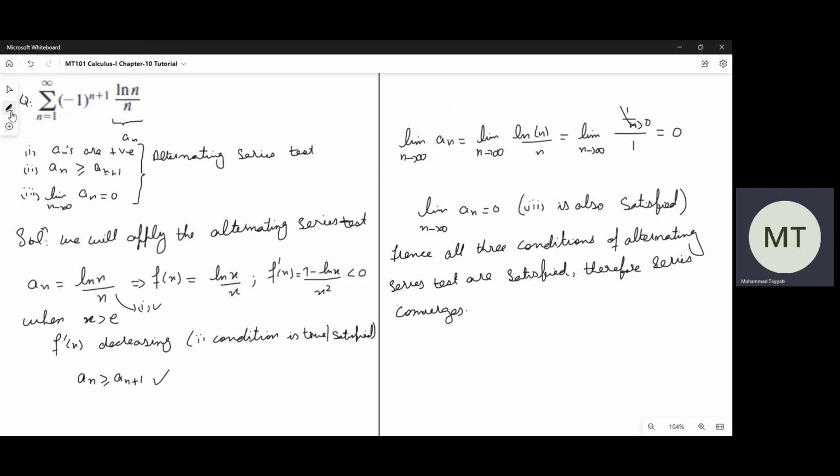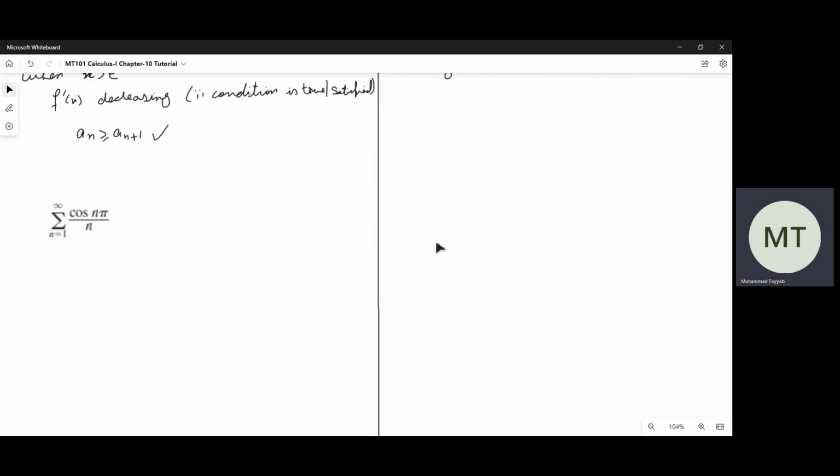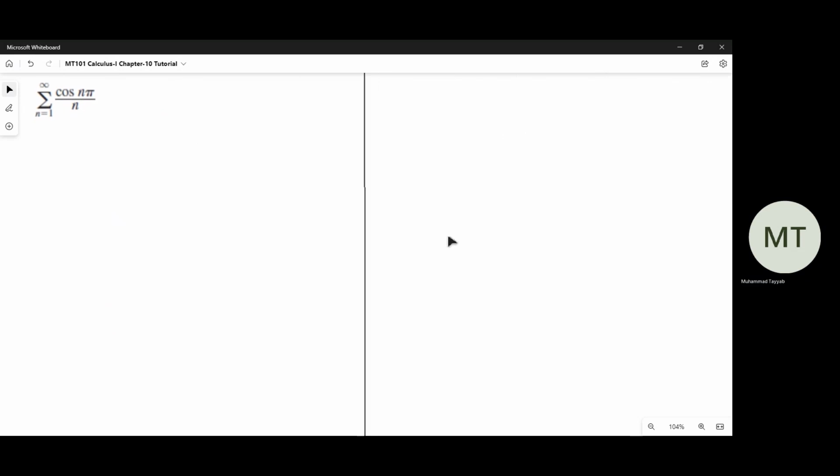So I have chosen another question where we can check the convergence of the series. First of all, we have to check which method we can apply. Here, I want to check the conditional convergence of the series. Conditional convergence means that if I check the normal convergence, the series is convergent, but if I check the absolute convergence, the series diverges. This kind of series is called a conditionally convergent series. So let us start the work on this series.